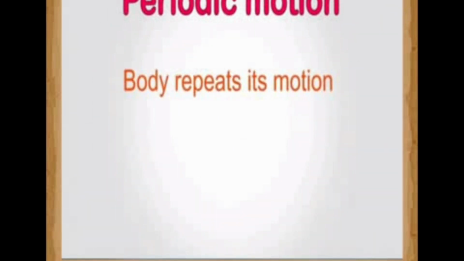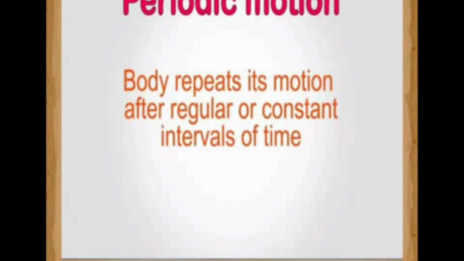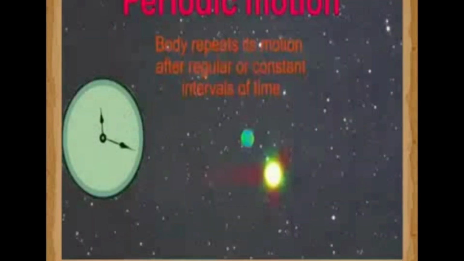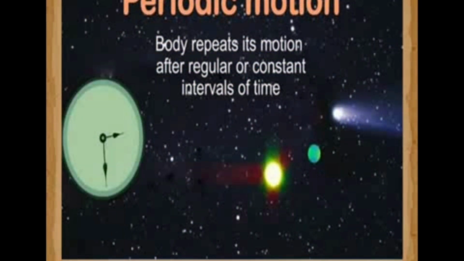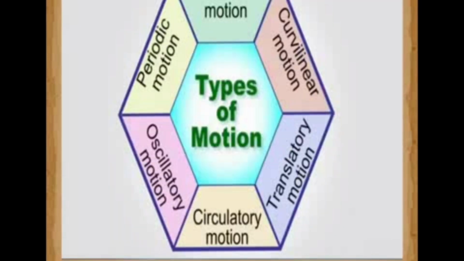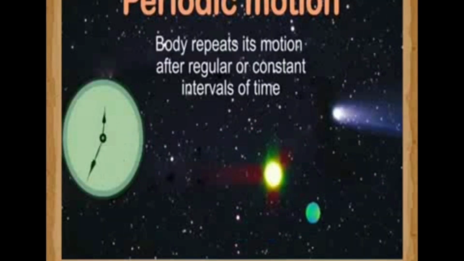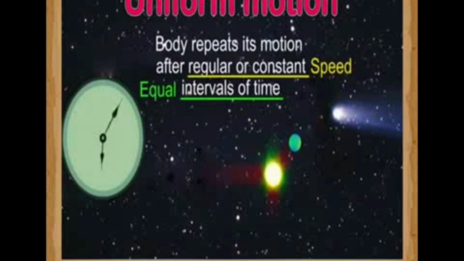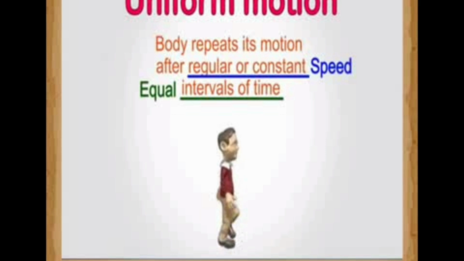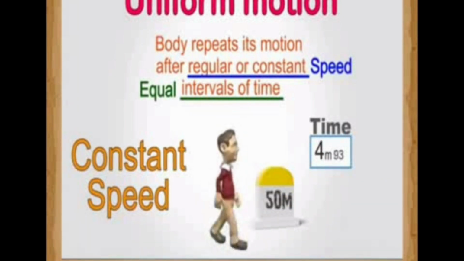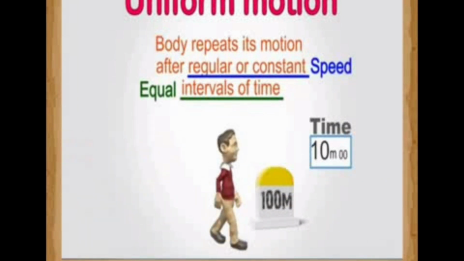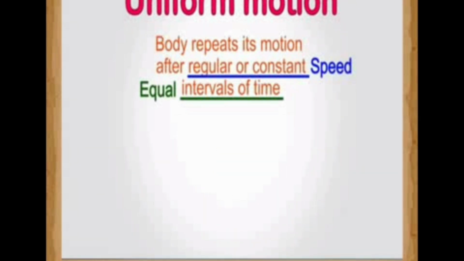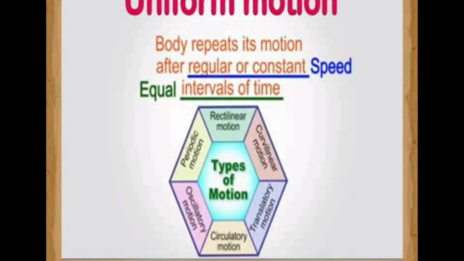Periodic motion. In periodic motion, the body repeats its motion, whatever it is, after a regular or constant interval of time. This type of motion is called periodic motion, or uniform motion. So there is uniform motion and non-uniform motion. Uniform motion is when a body repeats its motion at a regular interval of time, right? So these are different types of motions.